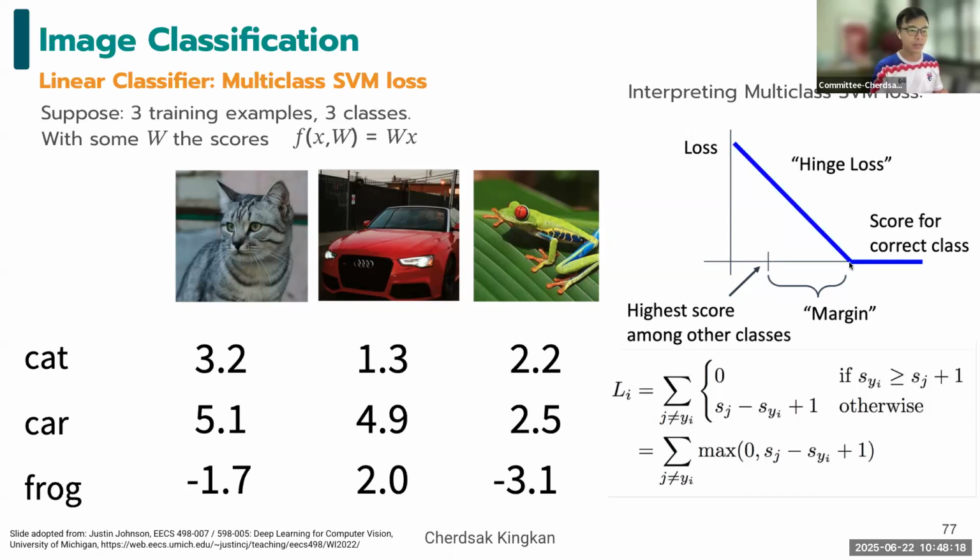Then the loss value of this correct class will increase as the score falls below this margin. If you add the highest score of the other classes plus the margin, and it falls somewhere around here, then the loss function will be increasing.